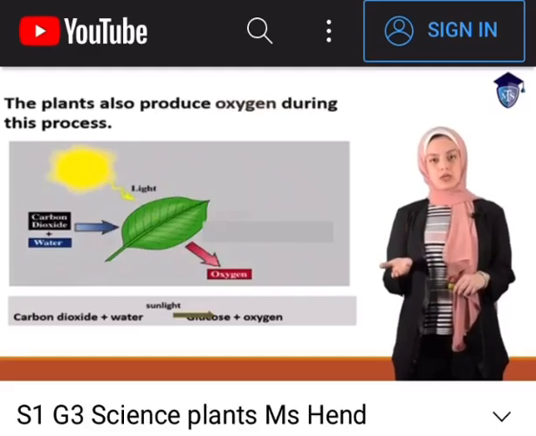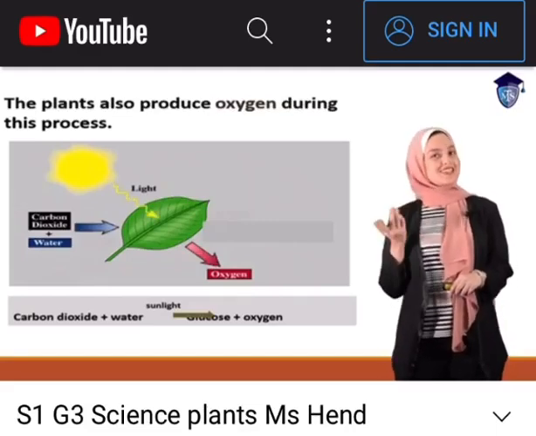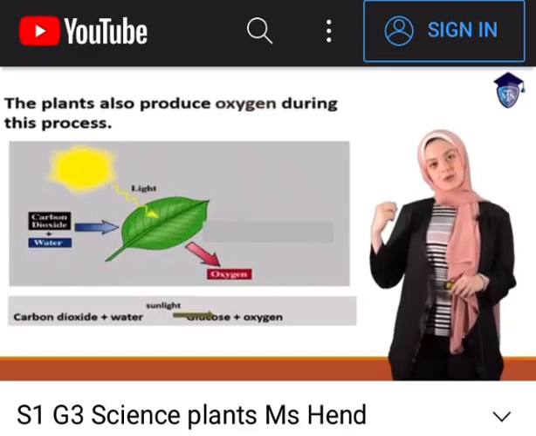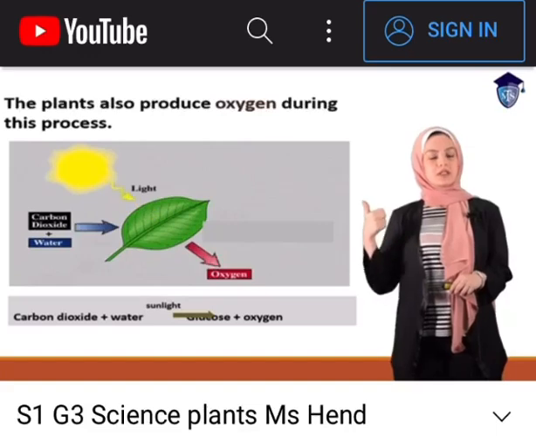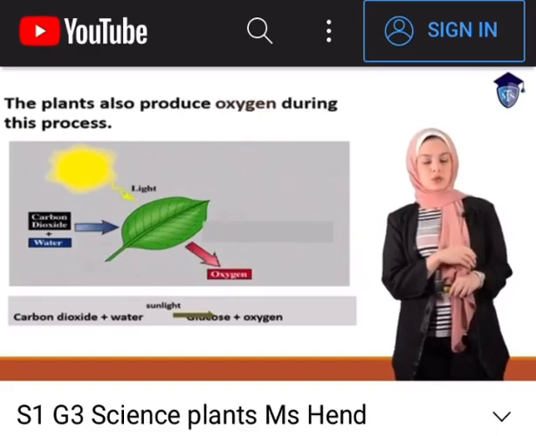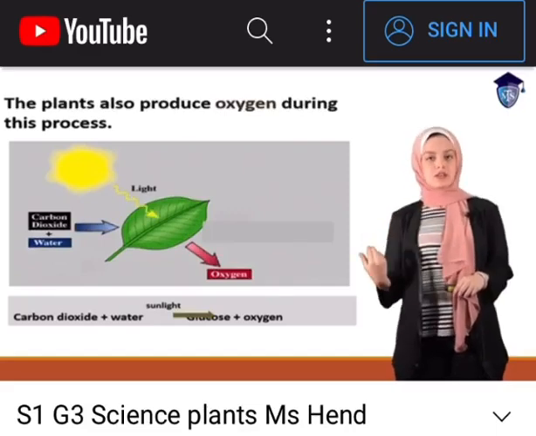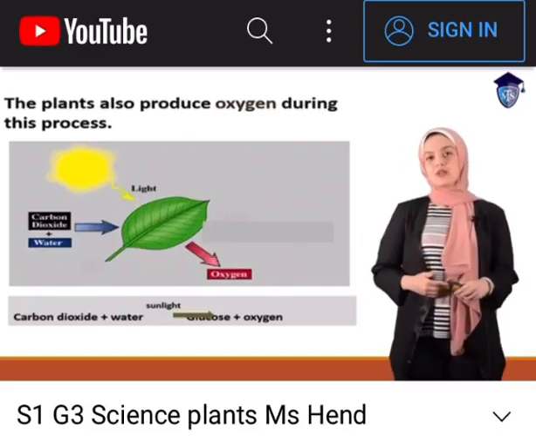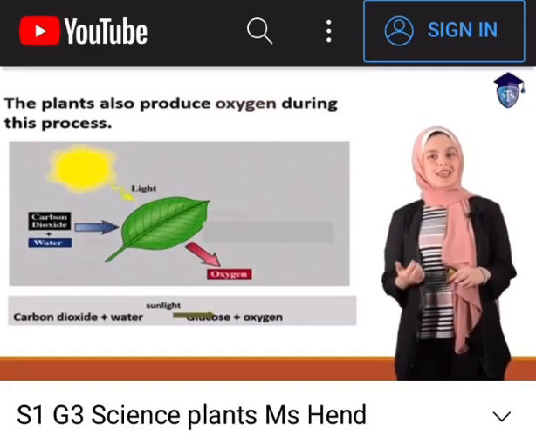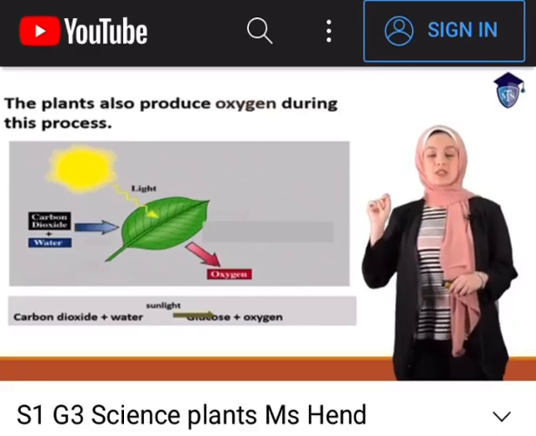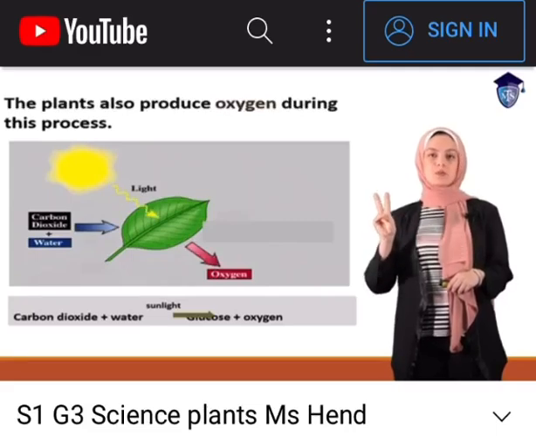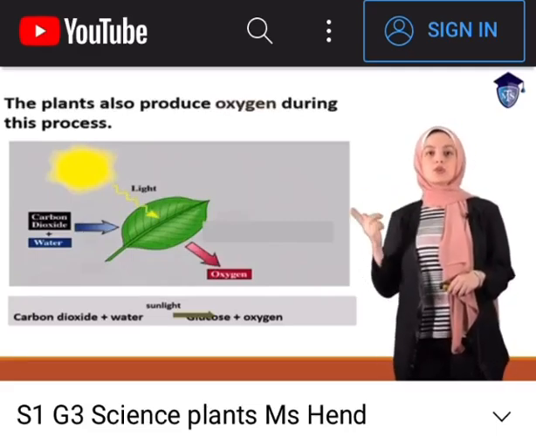And as you see in the animation, this green leaf, why is it green? It's green because it has chlorophyll in it, and it's responsible for absorbing sunlight. So this leaf will have light, and it will absorb water by the roots, and it will take carbon dioxide from the air. So it will carry out the photosynthesis process, and then it will produce glucose, and the other product is what? It is oxygen gas. So two important products I have in the photosynthesis process, they are glucose and oxygen gas.